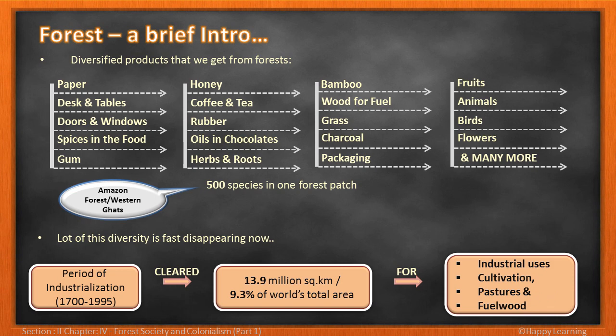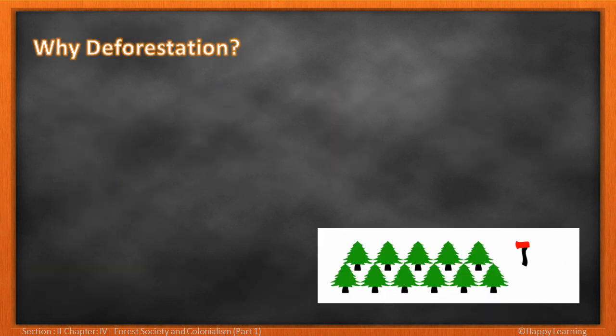A lot of this diversity is fast disappearing now. This is because of industrialization. The period of industrialization, 1700 to 1995, cleared 13.9 million square kilometers, which is 9.3% of the world's total area, for industrial uses, cultivation, pastures and fuel wood.